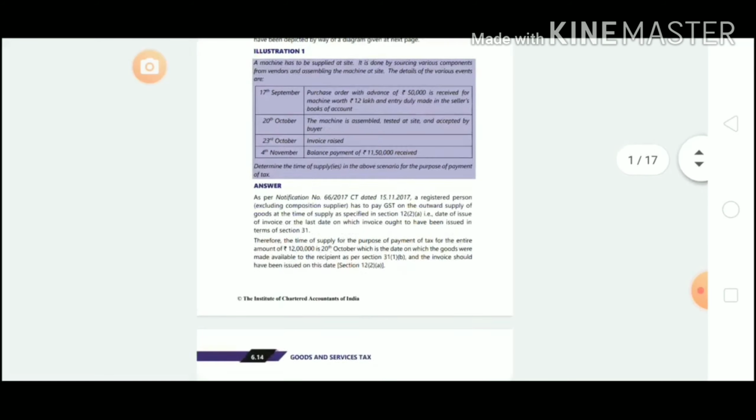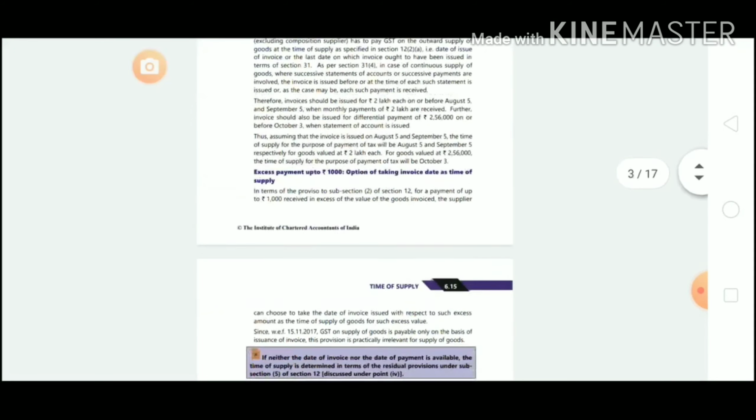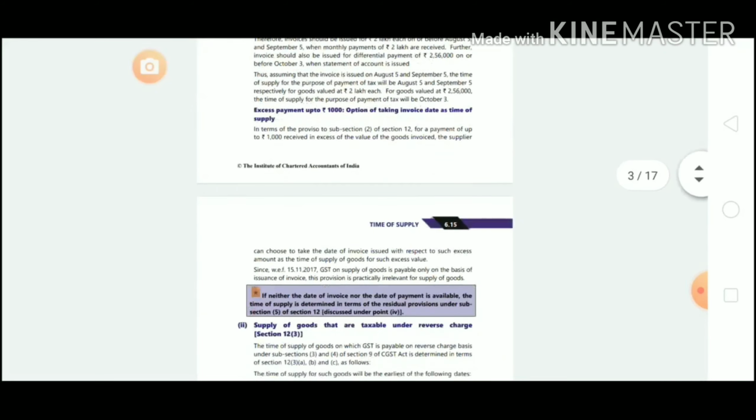In this PDF from which we'll discuss now, I have not deleted the provisions part, but in the description box, the PDF link which you will get, I've deleted all the provisions part. So let's start the questions. Illustration 1.